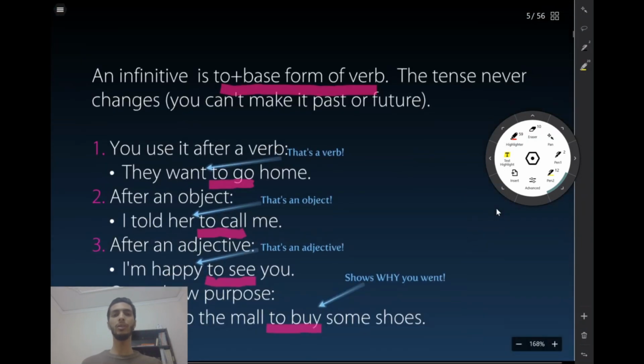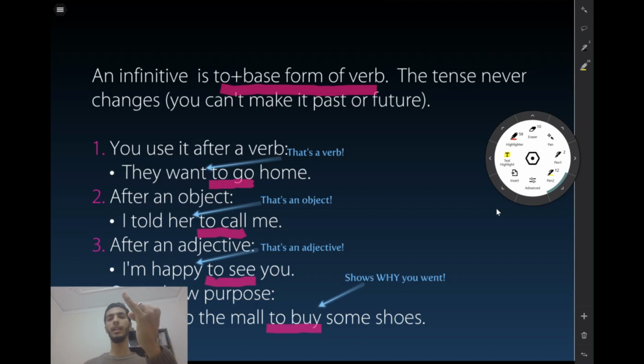Now let's go and talk about the infinitive. Now we've talked about the gerund very quickly, three cases: as a subject, as an object after certain verbs, and after prepositions. Now the second part of this lesson is about the infinitive. Infinitive simply, or we call it also in Arabic the مصدر الفعل, يعني to plus base form of the verb.